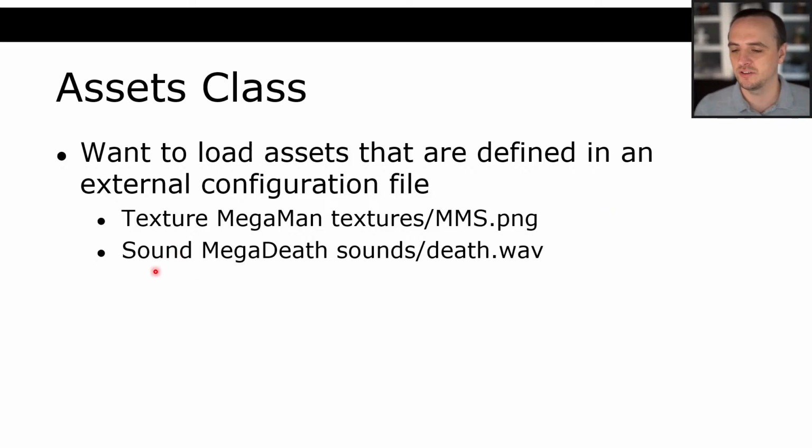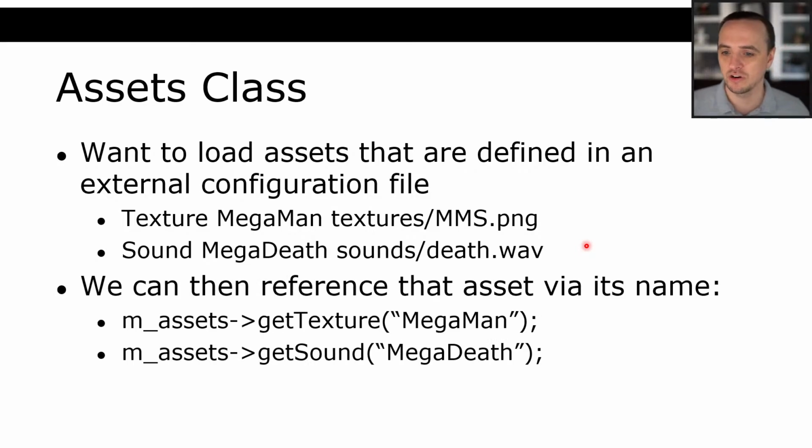Similarly, maybe I want to store a sound, so I say load this sound. It's called Megadeth, not the band, but maybe when Mega Man dies there's a sound, and that sound asset is stored here. Then later in our game engine, when we want to get access to these things, we reference the asset via the name that we gave it in the configuration file. So I can say, hey, assets, get texture Mega Man. Hey, assets, get sound Megadeth.